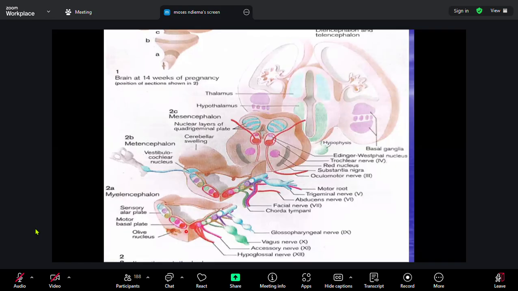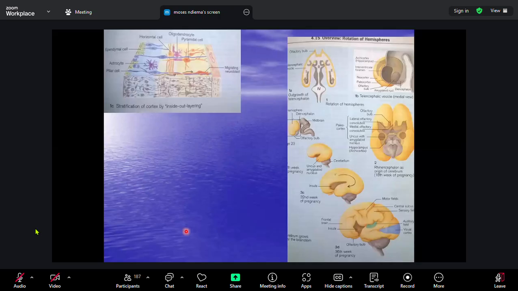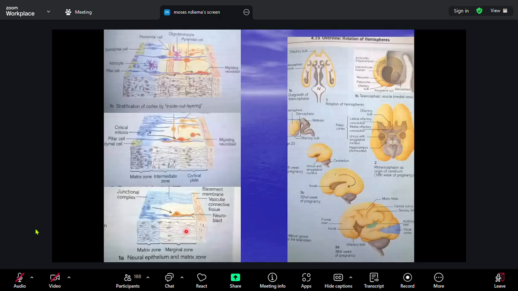So we'll be revisiting this when you deal with the cranial nerves. But I wanted you to bear in mind that we have this arrangement in terms of the fate of the alar plate and the basal plate. This we have looked at in terms of inside-out layering, where we have white matter on the outside in the case of the spinal cord, but in the case of the cerebral cortex and brain, we have white matter on the inside.